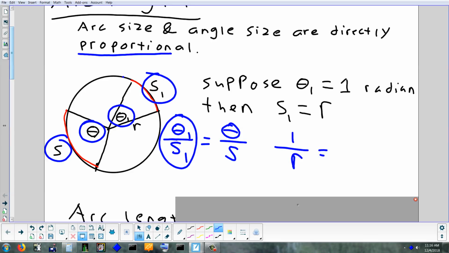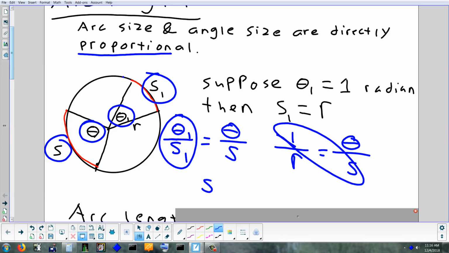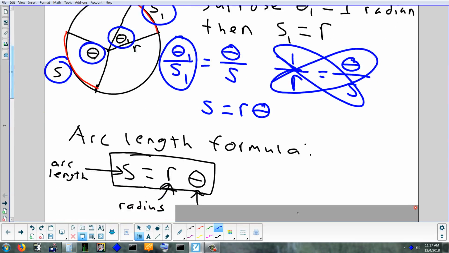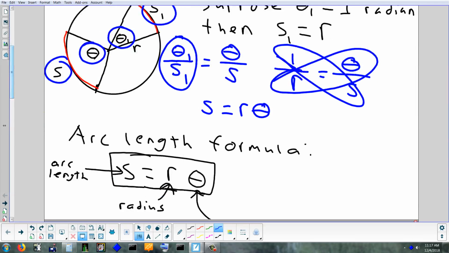And now the other side, you leave blank. That's the side you don't fill in anything for. Leave it the way it was. And now we're going to solve it. How do you solve a proportion? You cross multiply. So we have 1 times S, which is just S, equals r times theta. And that's the formula to find the length of an arc. S equals r theta.